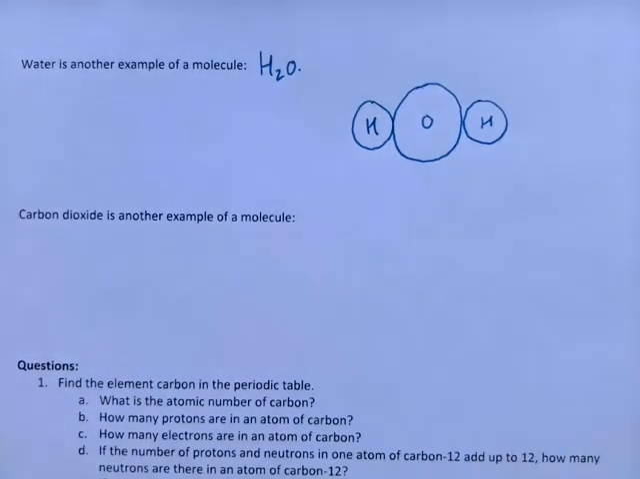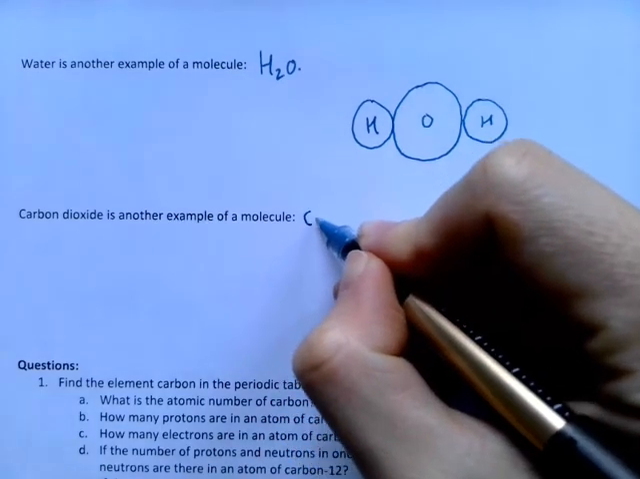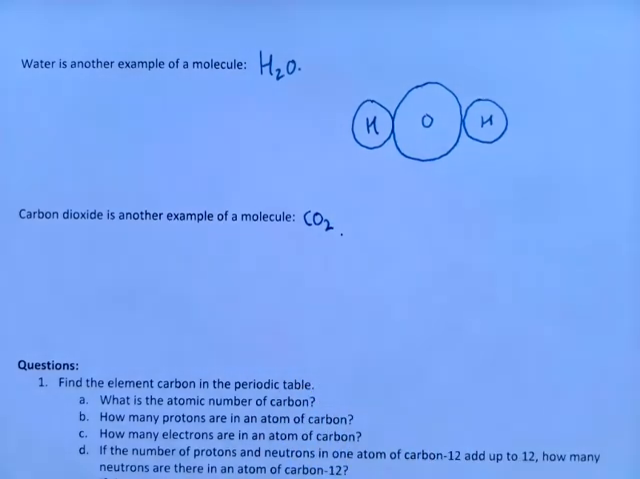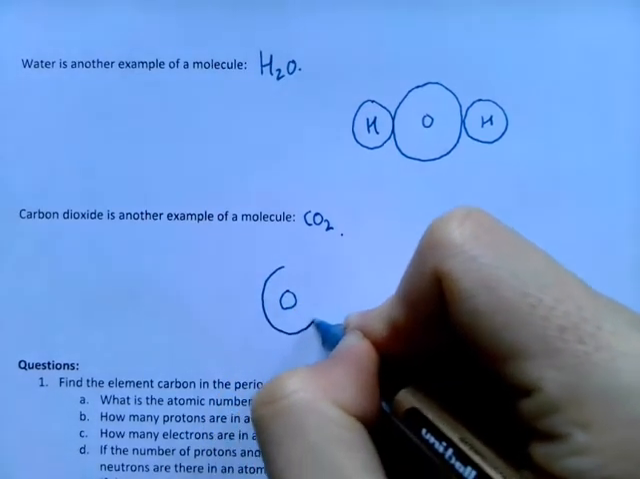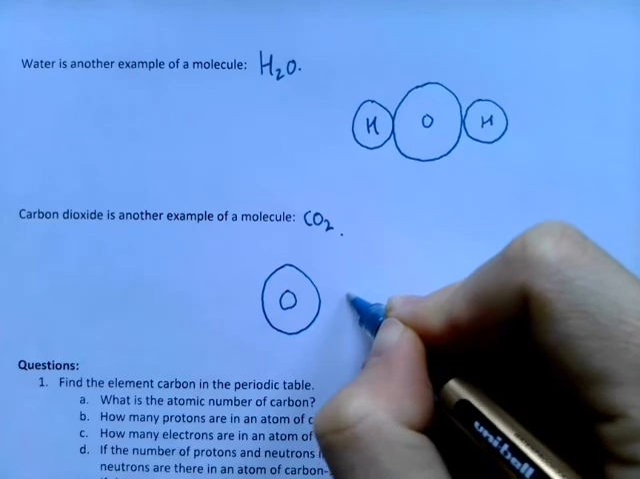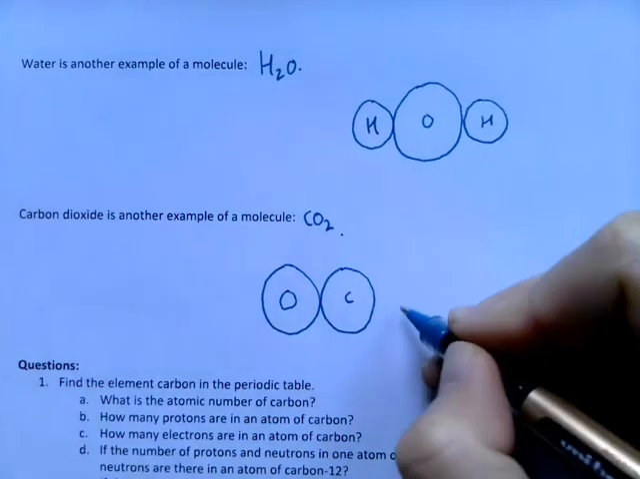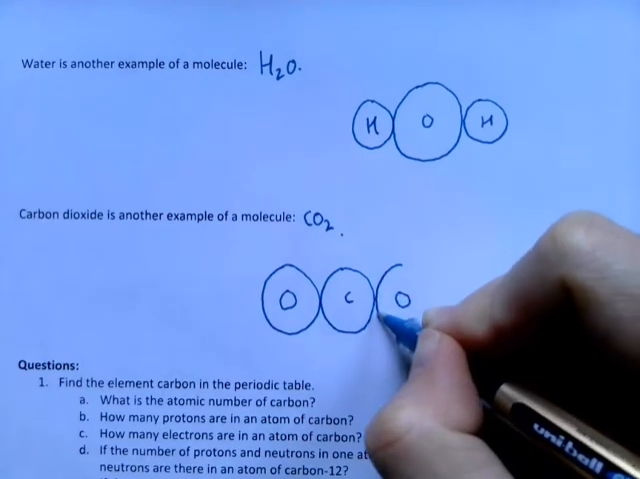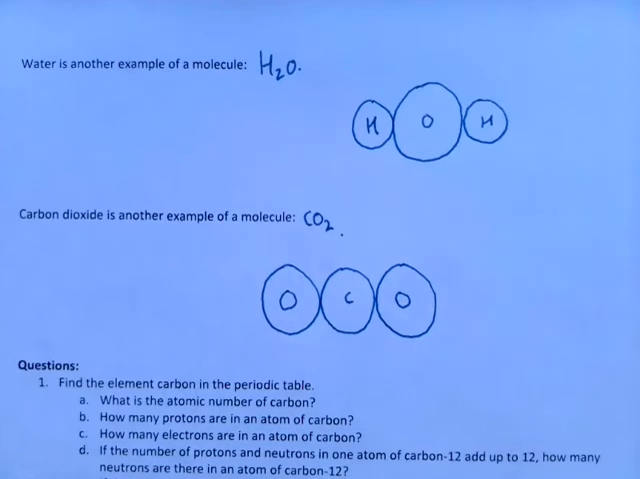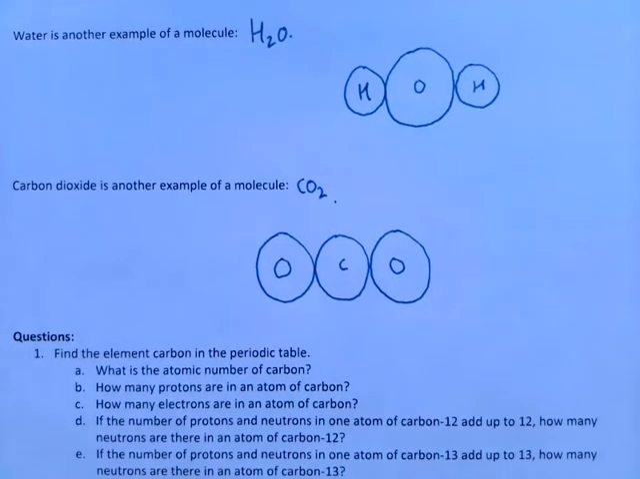All right, and finally we have carbon dioxide as another example of a molecule. Carbon dioxide is CO2. Okay, so we have an oxygen atom. We have a carbon atom, which is slightly smaller than the oxygen, but you don't have to worry too much about that. And we have an oxygen atom. All right, so molecules are particles made up of more than one atom bonded together.